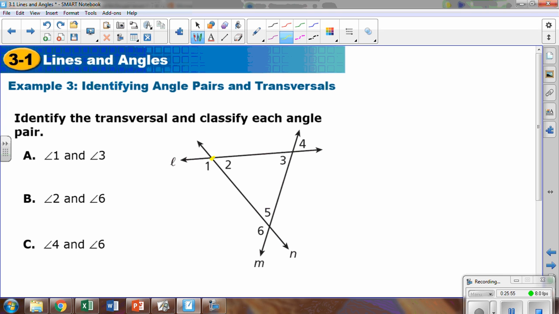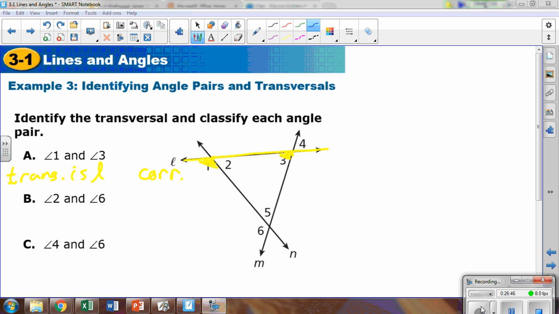Well, when we see angle 1 and angle 3, you notice that their vertices are right here. When we connect the vertices, that's the transversal. So the transversal is line L, and now we need to figure out what kind of angles these are. When we look at these, we can see this is in the bottom left position and this is bottom left. Bottom left matching bottom left tells us those are corresponding.